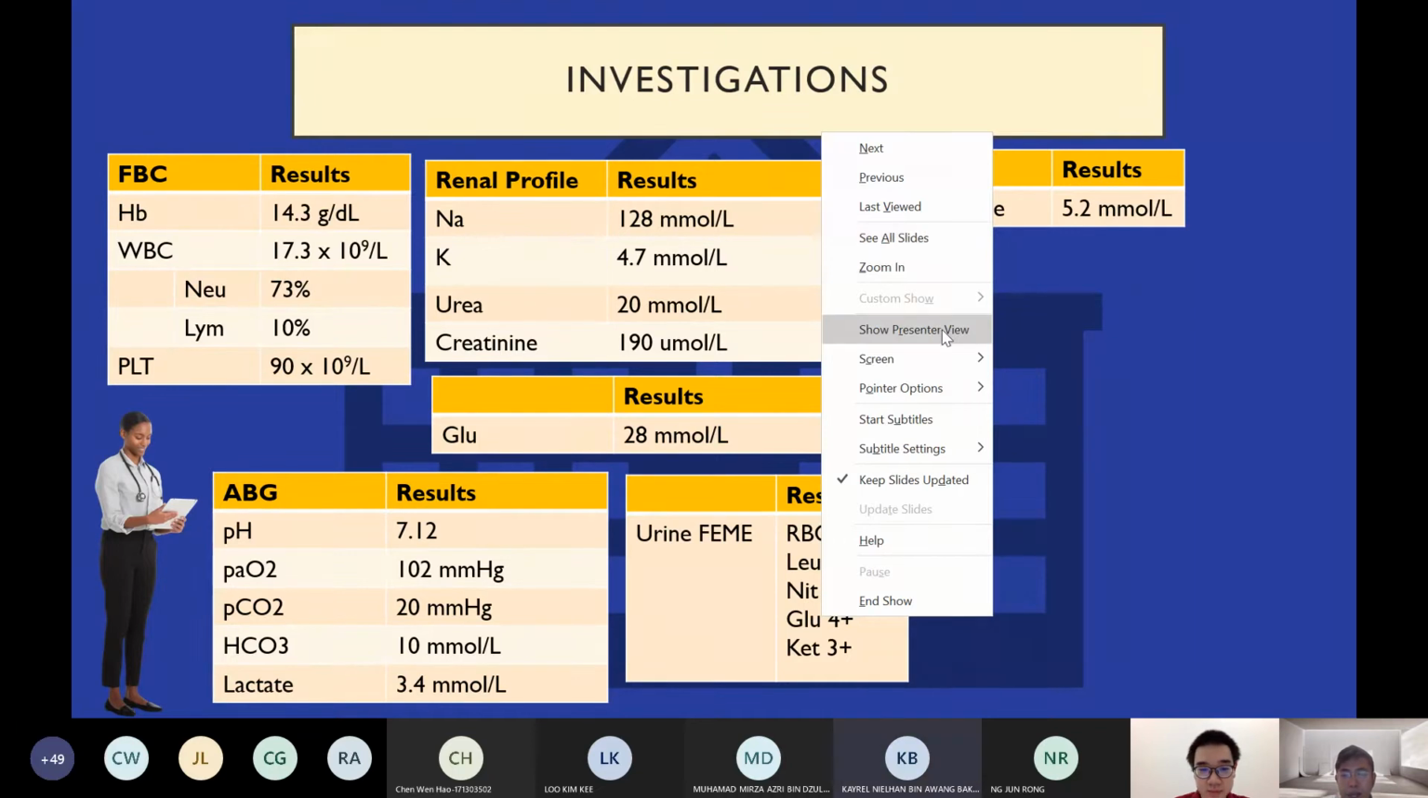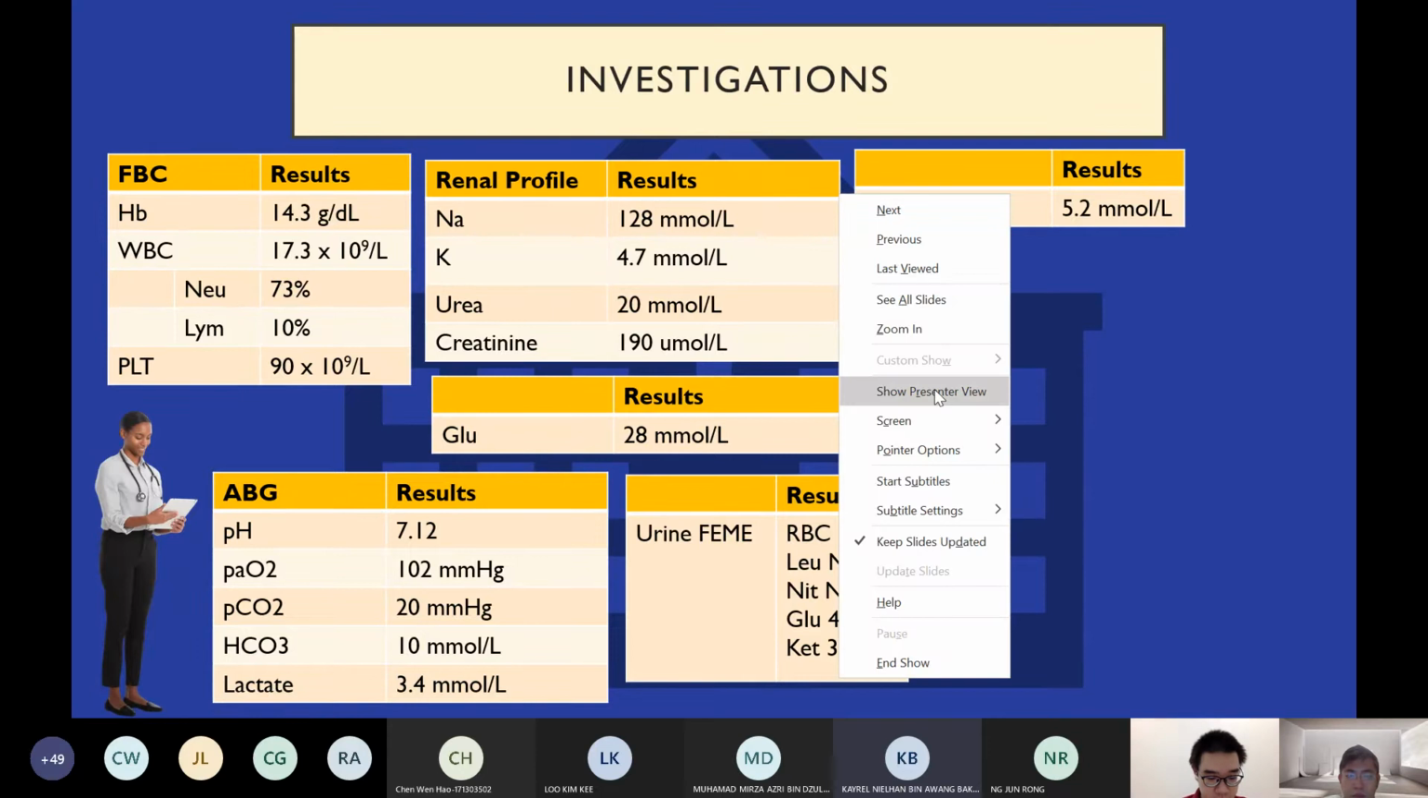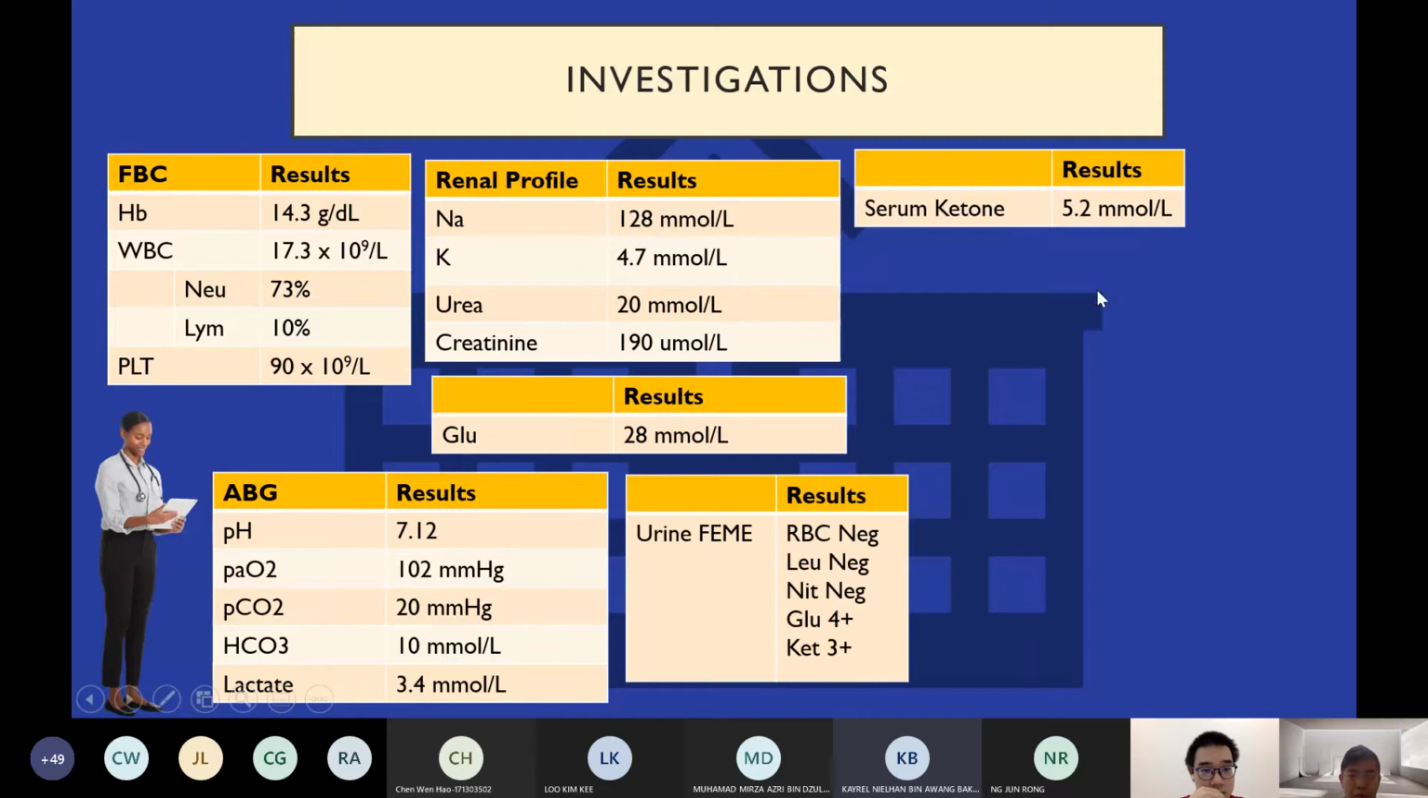Hello, doctor. Based on the investigation results, from the full blood count, I can see that the patient has a raised white cell count, mainly neutrophil predominant. For the renal profile, the patient has raised urea and creatinine because I think the patient is dehydrated. The glucose result shows the patient is hyperglycemic, and also might be ketonemic, with slightly raised ketone. For the ABG, the patient has a low pH, with a raised serum lactate.